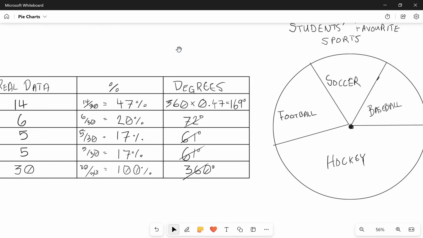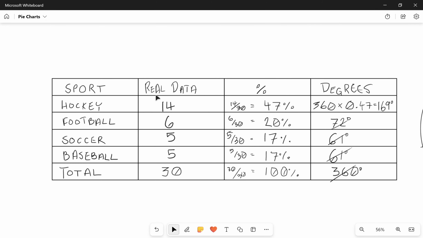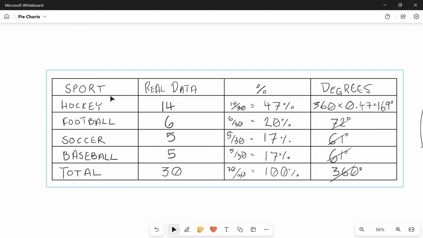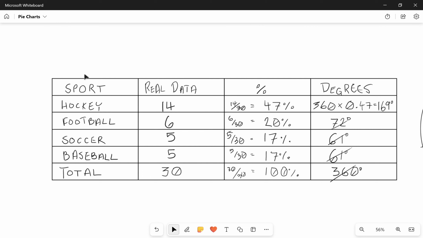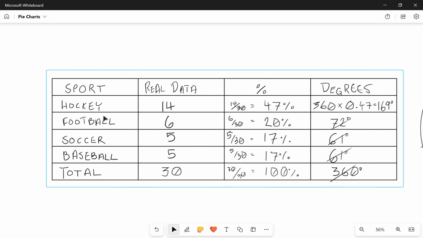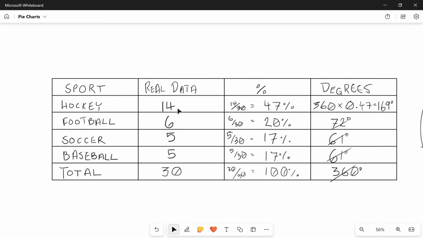I will just take you through the process. We started off with our real data. We surveyed a class on what their favorite sport out of these four was. We listed all of those numbers. 14 people liked hockey, 6 liked football, 5 liked soccer, 5 liked baseball. We didn't forget to list our total. Always have to list our total at the bottom.